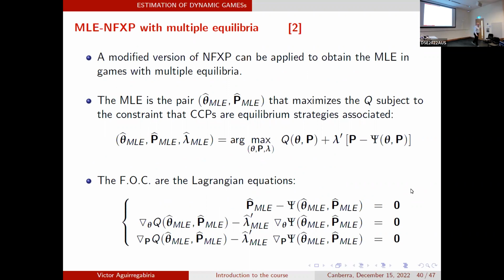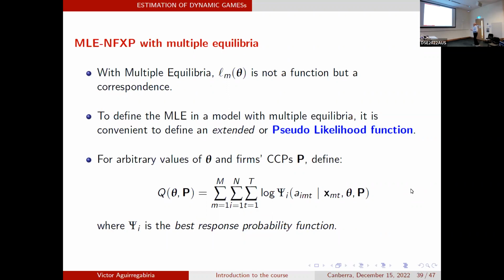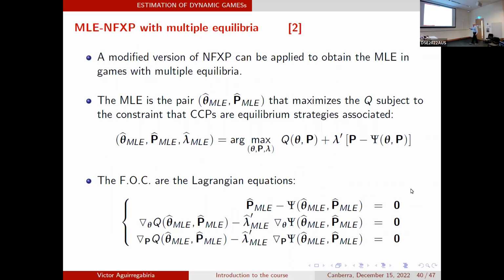What I'm doing now is defining the Lagrangian problem associated to this constrained optimization problem. We want to maximize this likelihood with respect to theta and p, subject to the constraint that p is a fixed point, an equilibrium of the mapping psi, given theta. And this constrained maximum likelihood estimation can be described as a Lagrangian problem. That's what we have here.